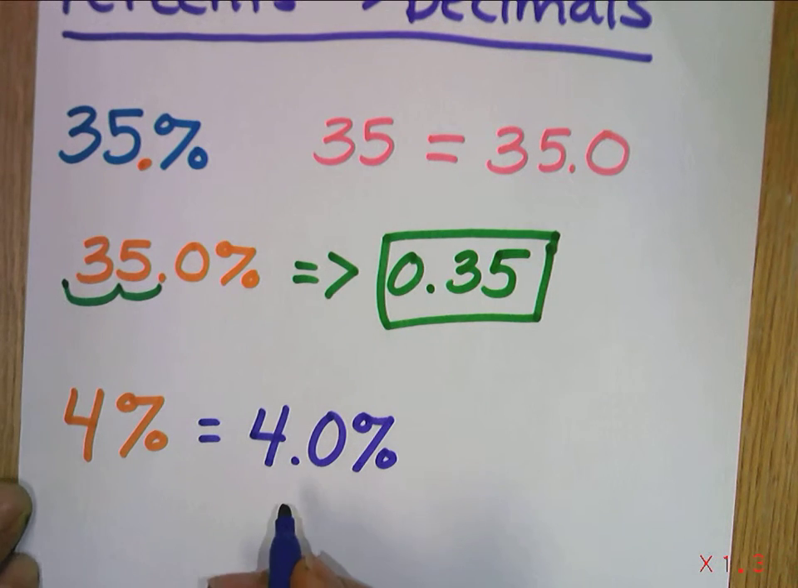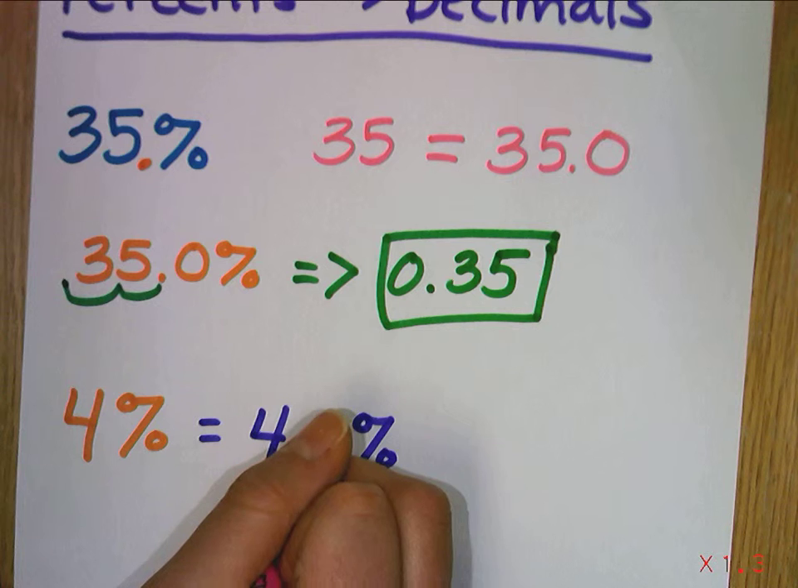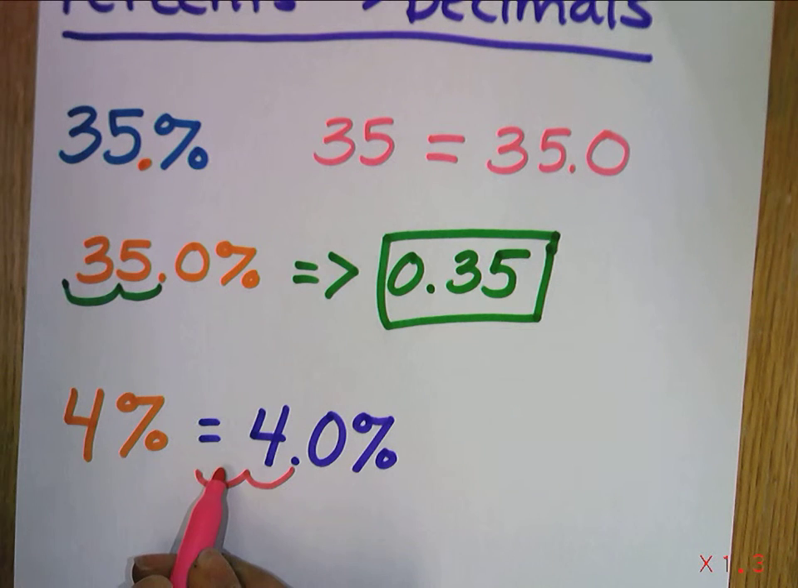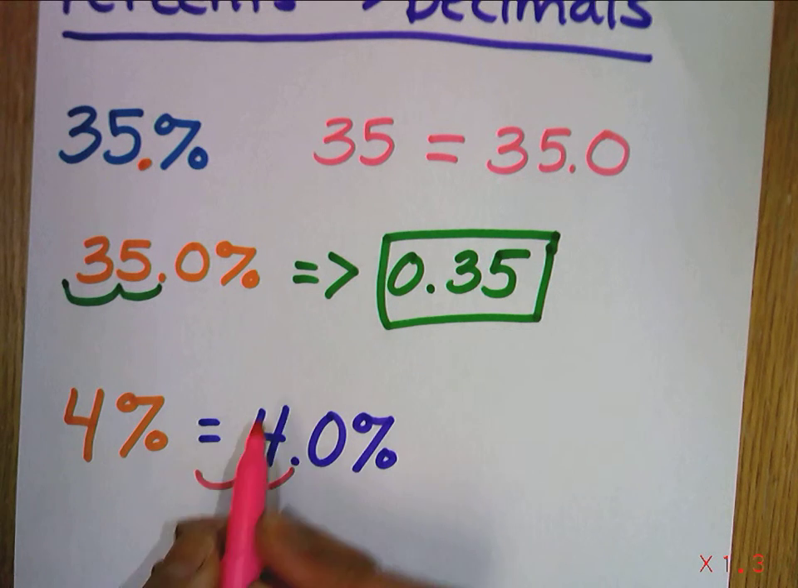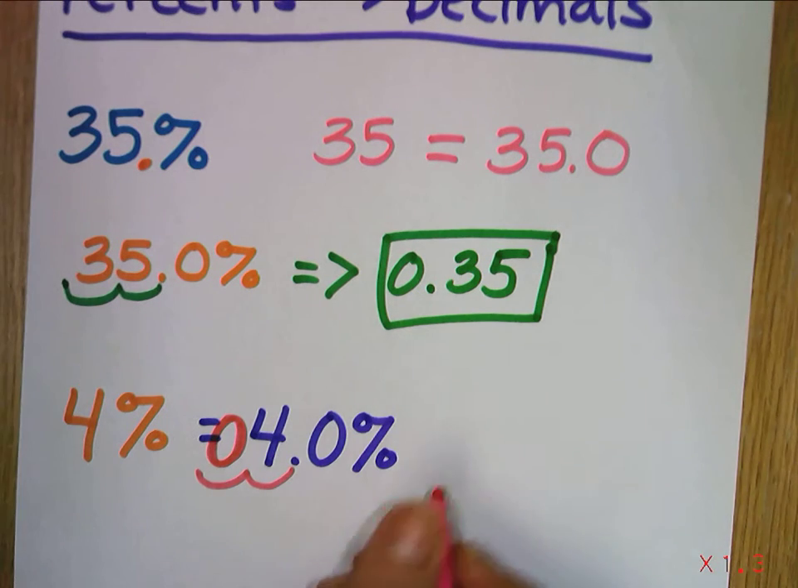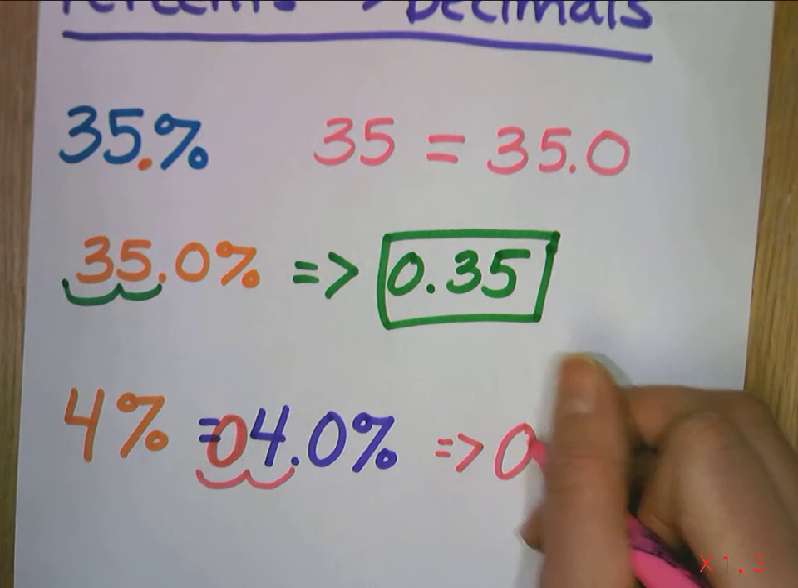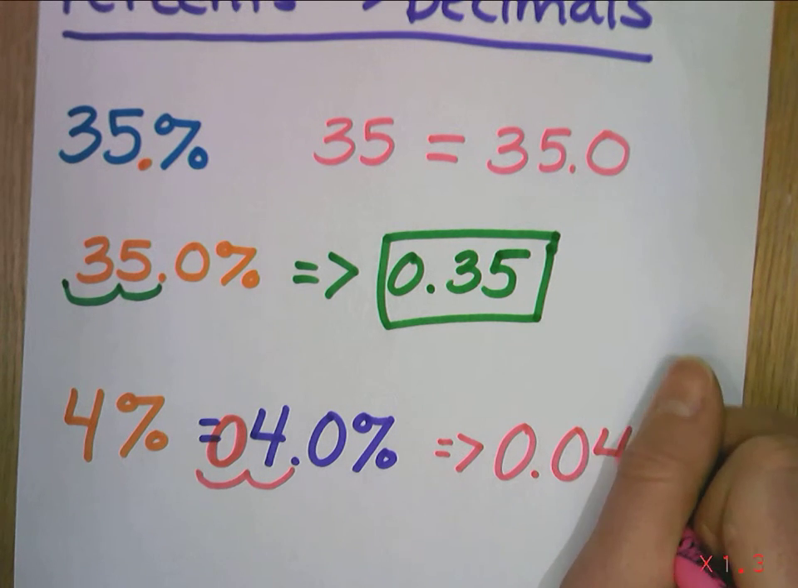Now, my next step is I need to move the decimal point over 2 spots to the left. 1, 2. As you can see, I need to add a 0 here as a placeholder for my decimal value. And when I do, I find that the decimal equivalent to 4% is 0.04, or 4/100ths.